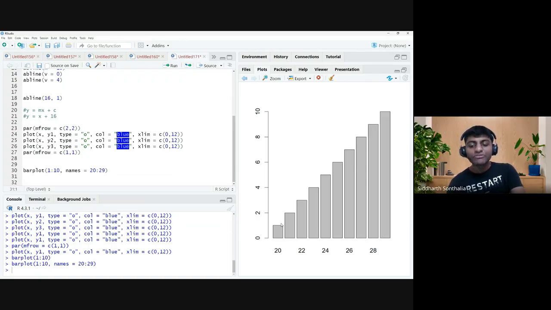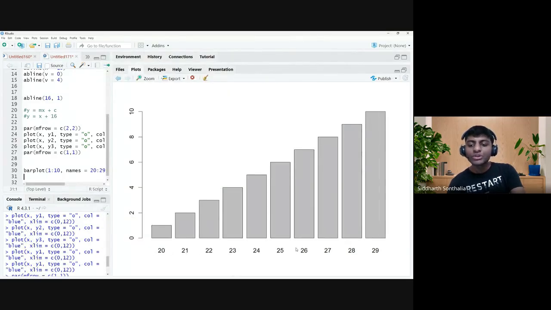The first graph will have a label of 20. This one had a label of 21, but just because the size was smaller, it did not give it. If I increase it, it will even provide that. So it has provided those labels here on the x-axis.